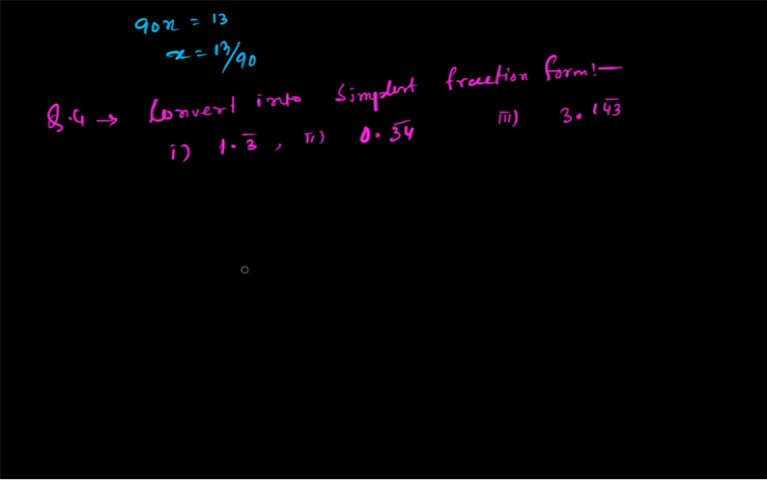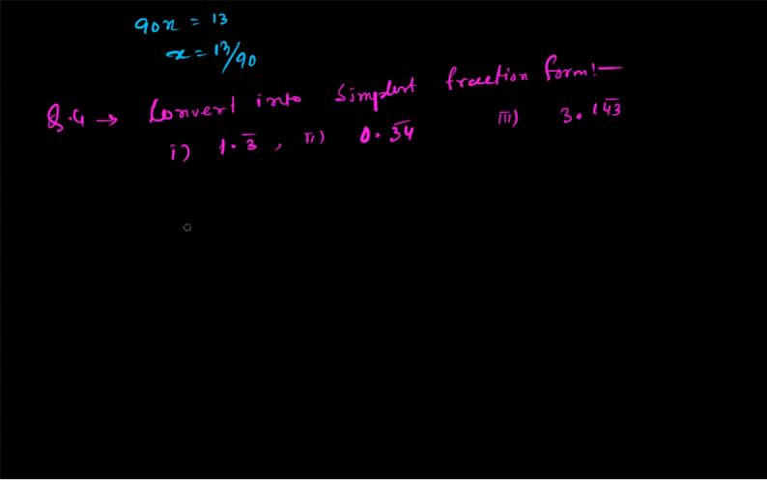So we have now completed the rational number part according to the CBSE syllabus. Now we will be doing the irrational numbers. So what is called an irrational number? A number which neither can be expressed as a terminating decimal nor can be represented as a repeating decimal is called an irrational number.